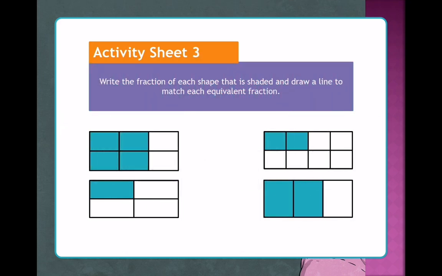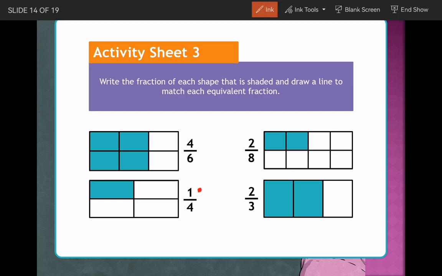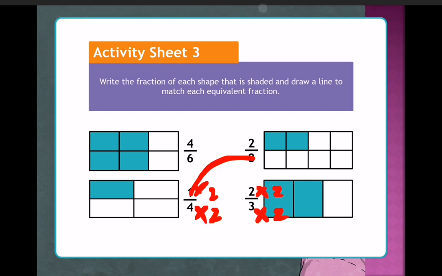Write the fractions of each shape, then draw a line to show matched equivalent fractions. The first one will be 4 over 6, then 2 over 8, quarter, 1 over 4, and 2 over 3. Which parts here are equivalent? Let's try multiplying the smaller fractions, for example here, multiply this by 2 by 2. This will be 2 over 8. And if I multiply here by 2 and multiply by 2, it will be 4 over 6. So yes, they could be equal.